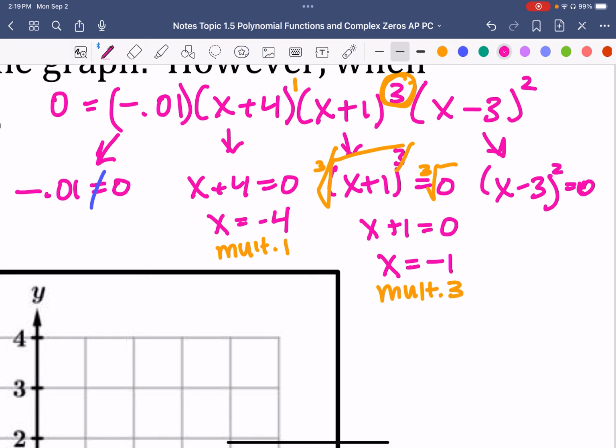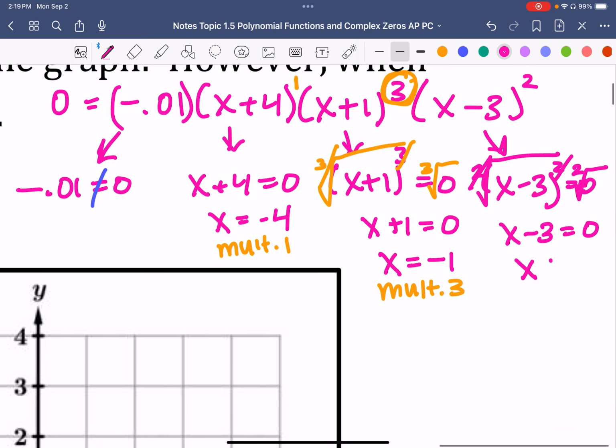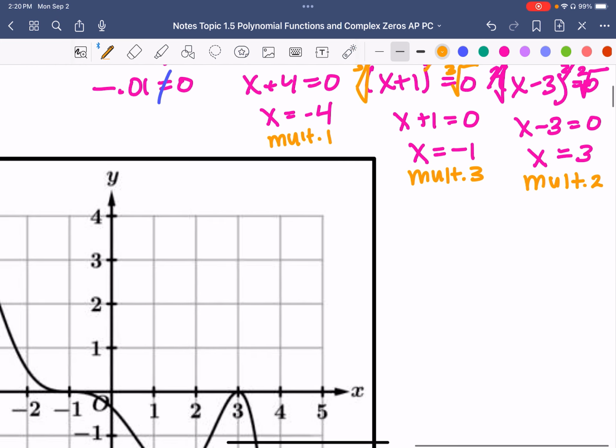Okay, now on to the next one, we got to get rid of the exponent of 2, so I'm going to square root on both sides. The square and the square root cancel, we get x minus 3. The square root of 0 is 0, add the 3, you get a positive 3, and this factor had a degree of 2, so the multiplicity would be 2. Okay. So those are our 3 solutions.